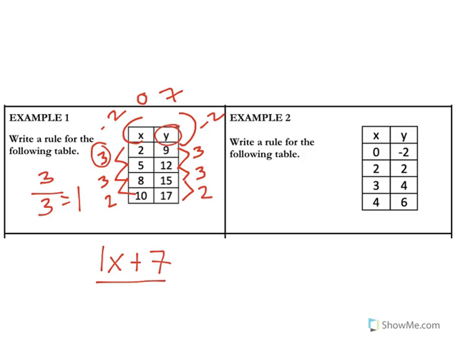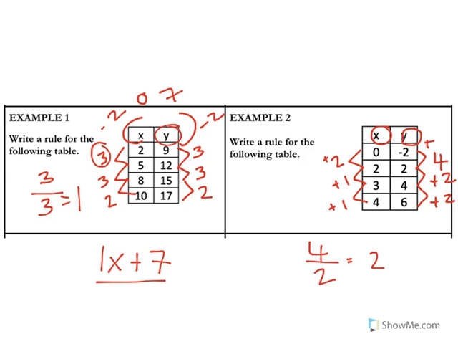So let's take example 2. First, what's the relationship? Negative 2 to 2 is plus 4. 2 to 4 is only plus 2. And 4 to 6 is plus 2. Okay? And then 0 to 2 jumps 2. 2 to 3 only jumps 1. 3 to 4 only jumps 1. Take your y value, divide it by your x value, and you get 2. That means that the 2 is in front of the x.